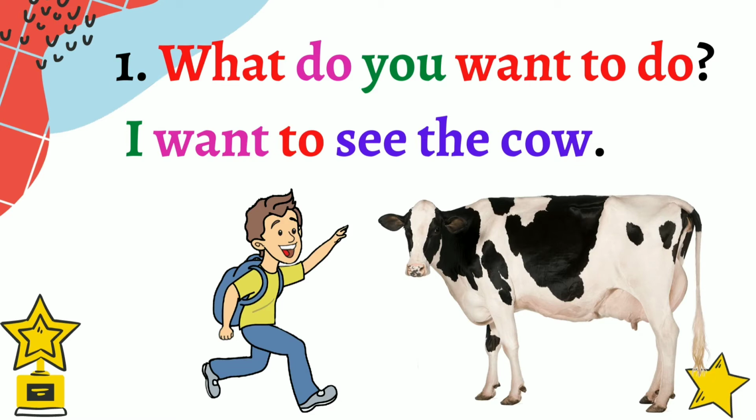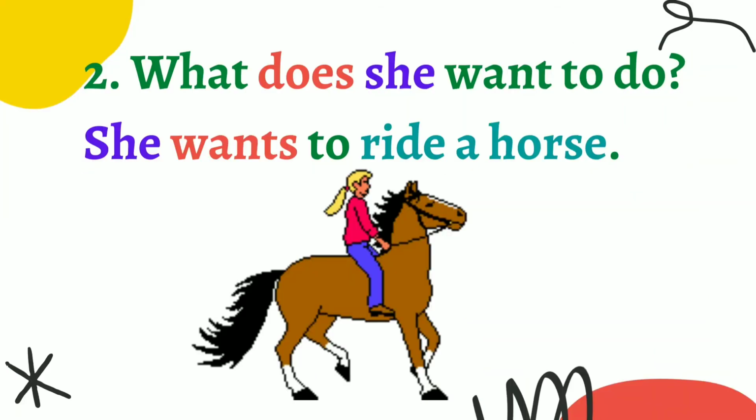In here, we have to use do because the subject is you. In the answer, we have to use I because the question used you as the subject. After that, we need to put want. I want to see the cow. Remember, if we use do in the question, it means that we have to use want in the answer. Number 2, what does she want to do? In here, we have to use does because the subject is she. If you want to answer, we can say she wants to ride a horse.